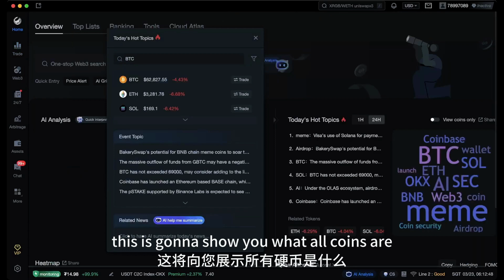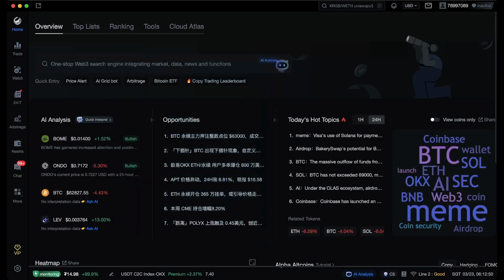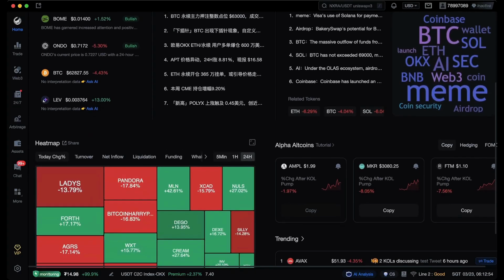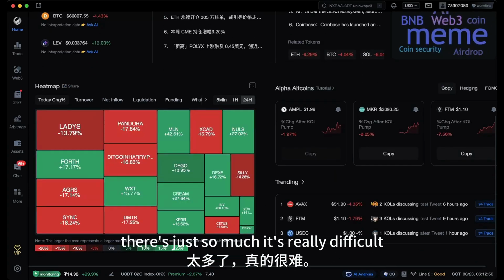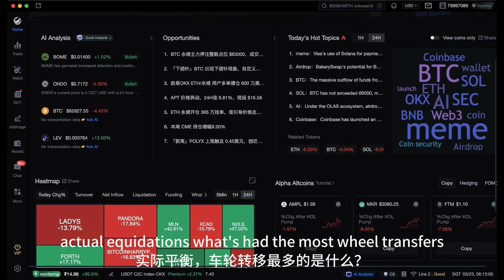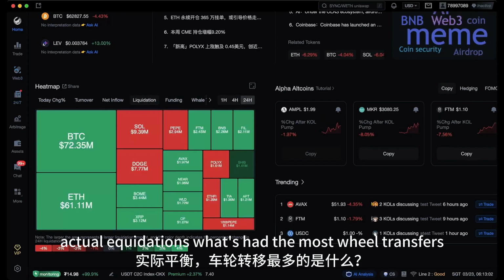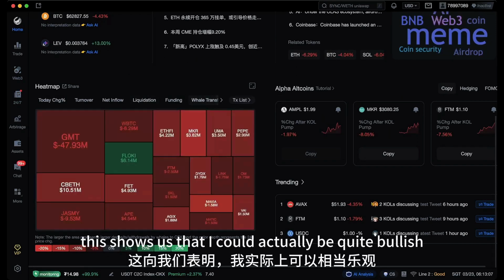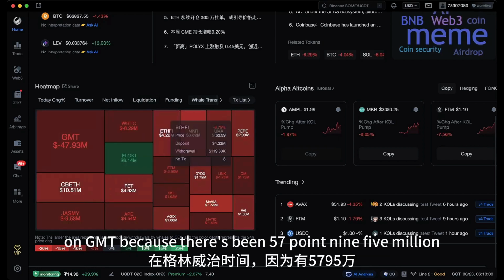Spotlights. What's this? Today's hot topics. Yeah. Oh, so this is really, really helpful too. This is going to show you what altcoins are probably going to trend. What are people talking about? Stuff like that. Yeah, there's just so much. It's really difficult. And this will show you liquidation heat maps. What's had the most actual liquidations? What's had the most whale transfers? This is actually really, really helpful.